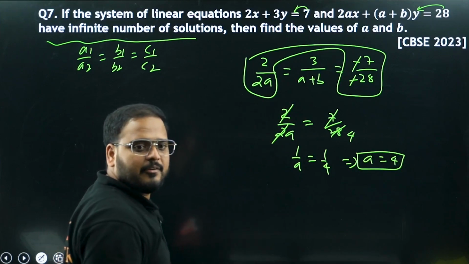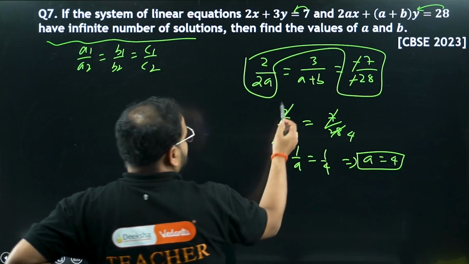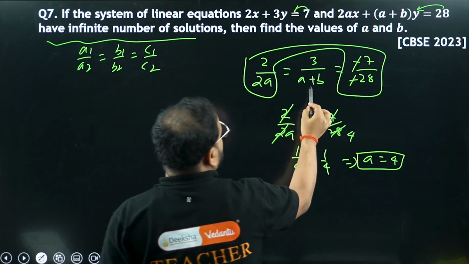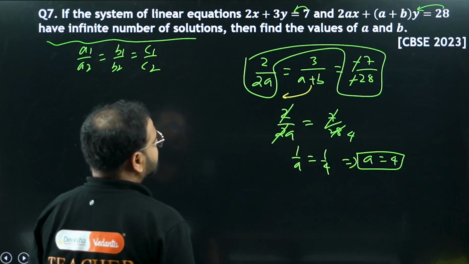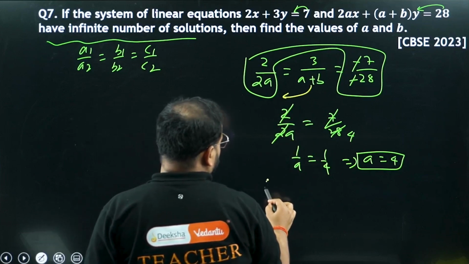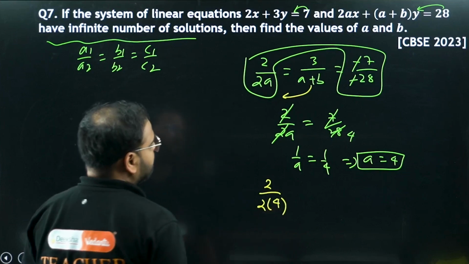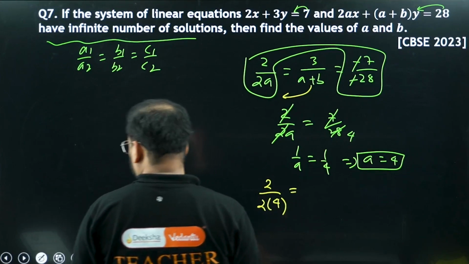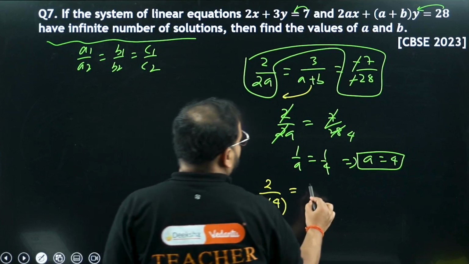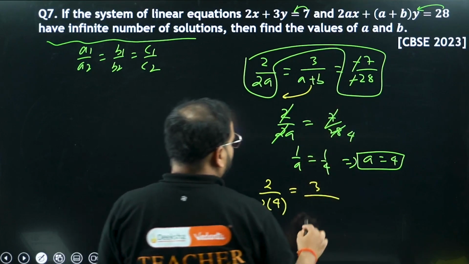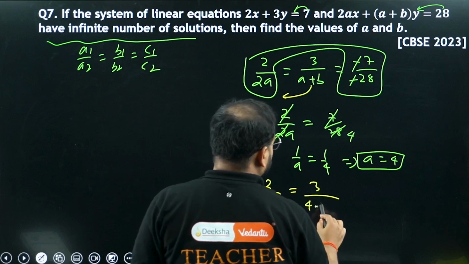Simple, right? Visible also. Please check now the other two. I will use these two now. Can I use these two? Yes. So it's going to be 2 upon 2 times of 4, right? 2 times of 4 equals to, okay, I don't have to do that. Anyway, 3 upon, I can use this also, no? 1 by 4 is already given here. 3 upon what? 4 plus b.